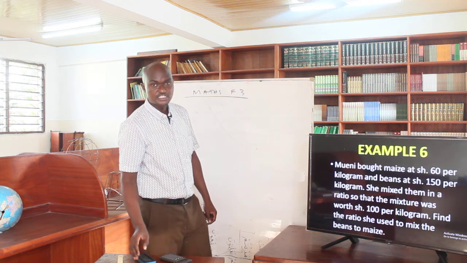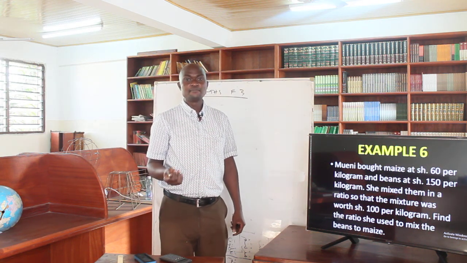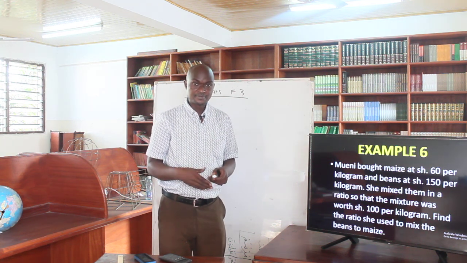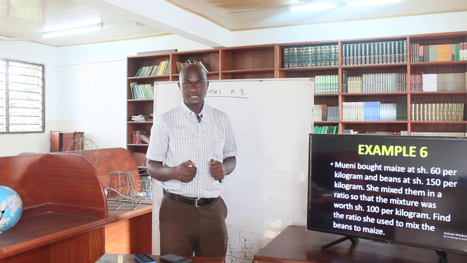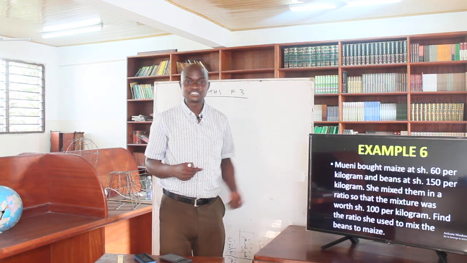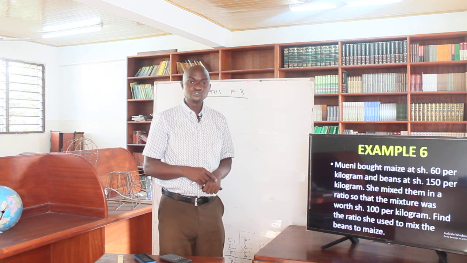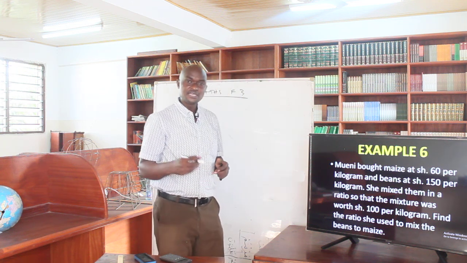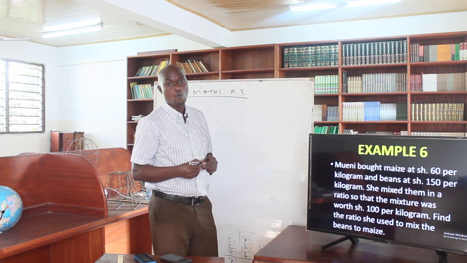Mweni bought maize at 60 shillings per kilogram and beans at 150 shillings per kilogram. She mixed them in a ratio so that the mixture was worth 100 shillings per kilogram. That should be the cost price. But of course, when selling, she probably sells it at more than 100 shillings per kilogram to make profit. So find the ratio she used to mix the beans. So again, the ratio here could be x, and the other one will be 1 minus x, because the total is supposed to be 1.